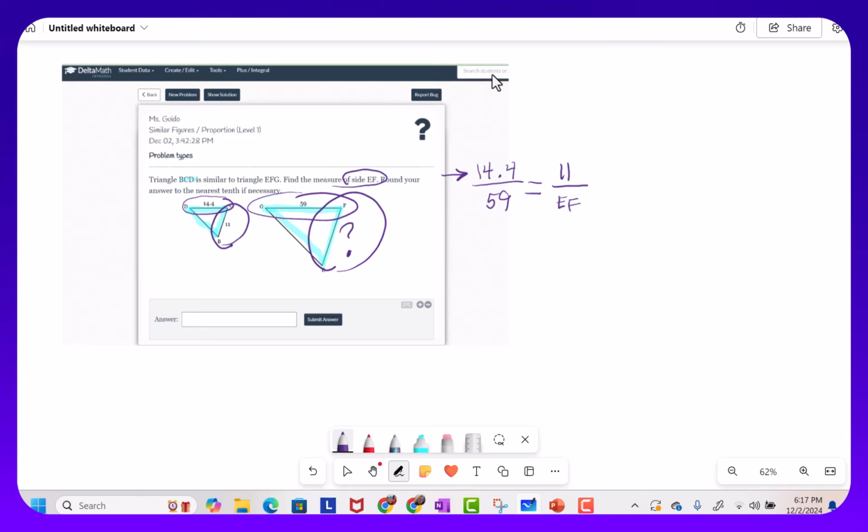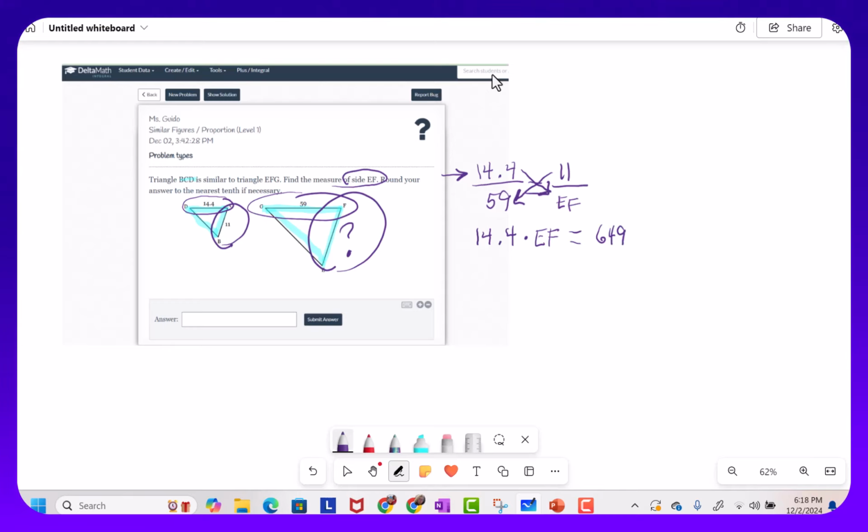Remember that proportions have cross products that are the same. That means if we multiply 11 times 59, we should get the same answer as when we multiply 14.4 times EF. So writing that out gives us an equation that we can solve. 14.4 times EF is equal to 59 times 11, which happens to be equal to 649.